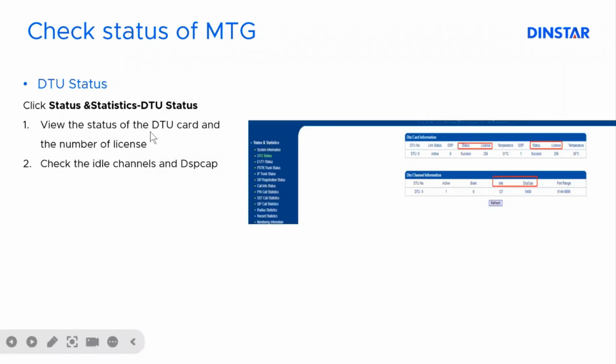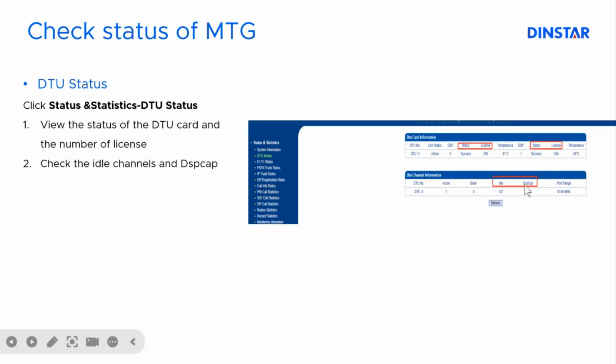Next, let's check the DTU module status. We need to go to the DTU status page, and here you can first view whether the DTU card status is active. We can see the status, and also we can check the DSP status and the license quantity here. And also the card temperature, the idle channels and the DSP cap information.